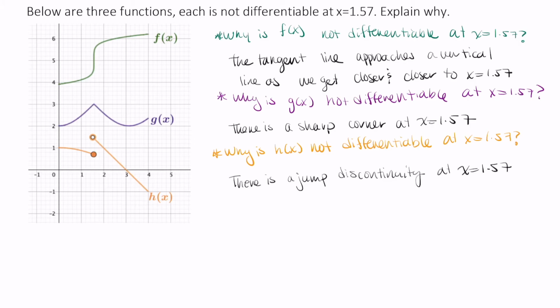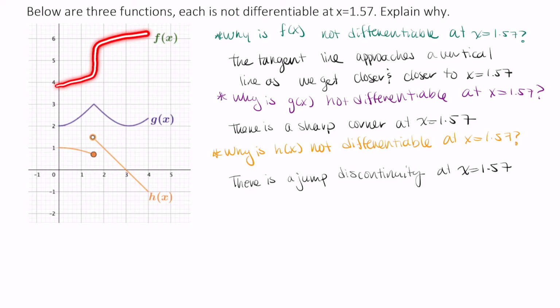So these are three different ways a function can fail to be differentiable. So the first that we looked at was the tangent line here approaching a vertical line as we approach x equals 1.57. The next are these sharp corners. And finally, jump discontinuities.